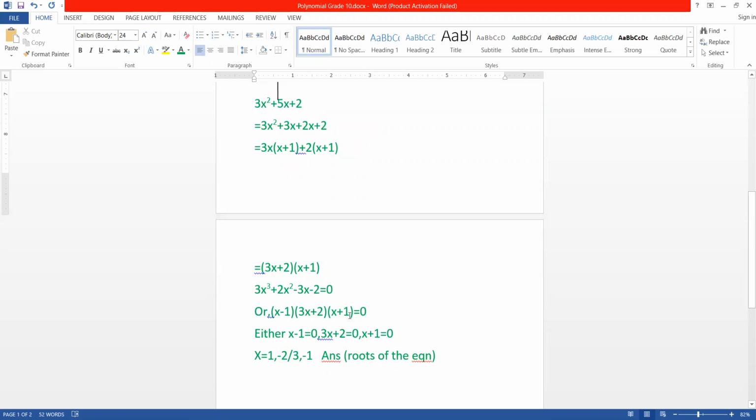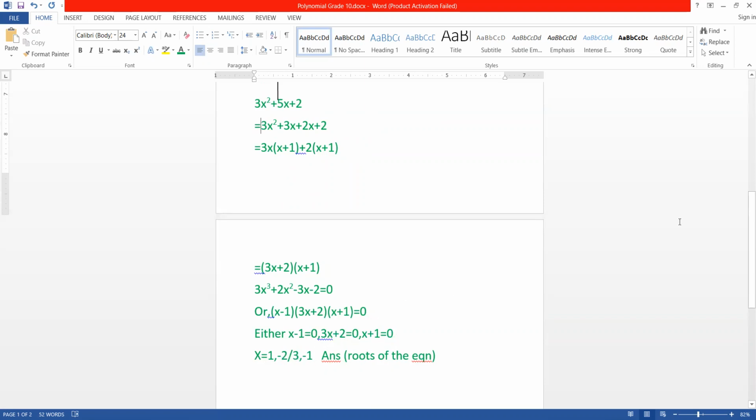And then 3x plus 2 and x plus 1 you can obtain from here, and do either or. x minus 1 equals 0, 3x plus 2 equals 0, and x plus 1 separately being equal to 0 resolves the value of x as x equals 1 from this equation, and minus 2 by 3 from this equation, and minus 1 from this.